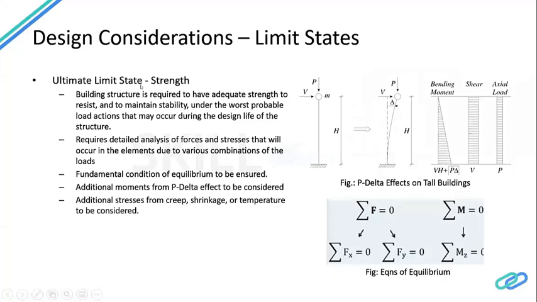So how do you address the strength limit state, which is basically the ultimate limit state? Now, again, if you see the image on the right, this is an ideal behavior of a tall building, which again is a cantilever. So you have a gravity load acting, which here is represented as P, and then you have a lateral load, which is represented as V. Now, when these loads are acting, you will have a deflection here, which is what we are trying to restrict to certain limits.